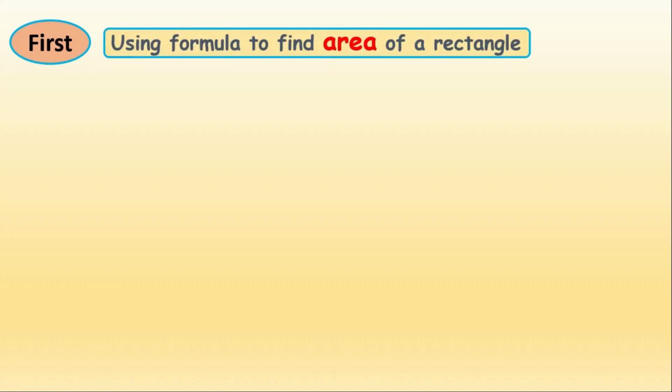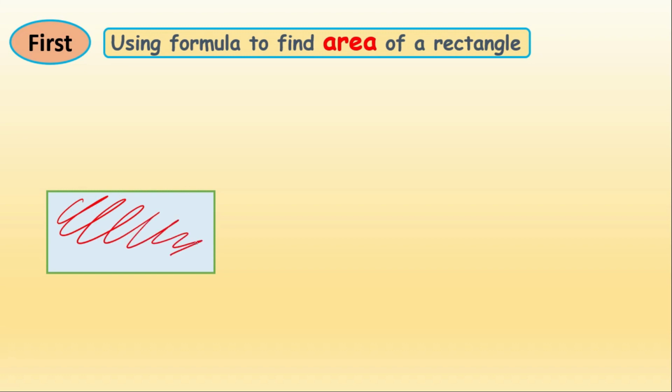So now let's show how you find the area of a rectangle. But firstly, let's see what the meaning of area is. For example, if we have a rectangle and you want to find the area of this rectangle, that means you want to find the measure of internal space.